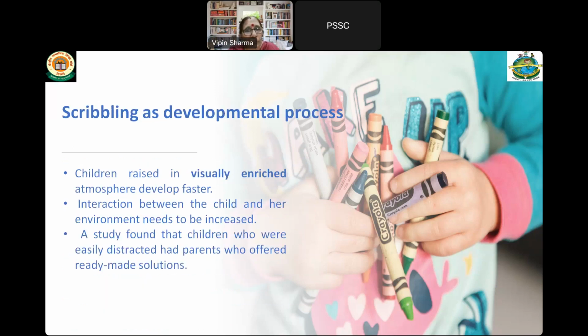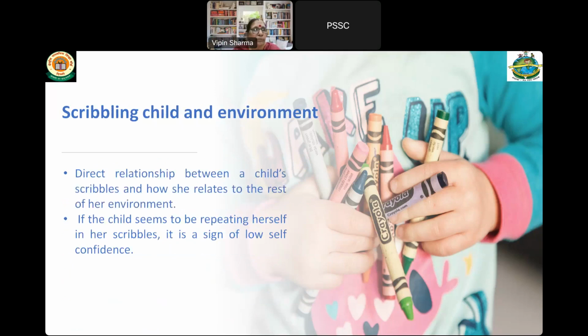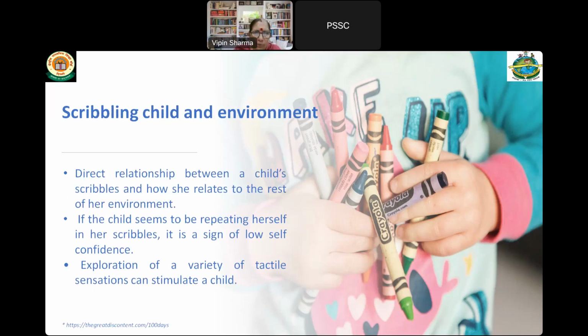Children raised in a visually enriched atmosphere develop faster. Interaction between a child and the environment should be increased. A study found that children who were easily distracted had parents who offered ready-made solutions. That speaks of no rote learning memory. A teacher can provide alternate suggestions. If the child seems to be repeating, it is a sign of low confidence. So this also we should keep a check on. Is he repeating? Is he making something different?